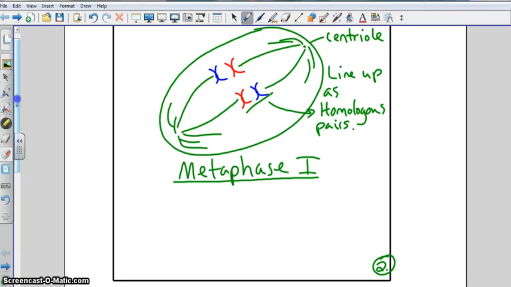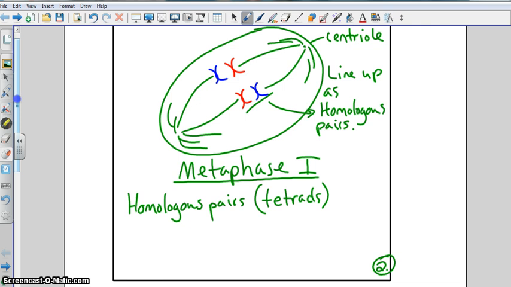If we want to define this, we can say that the homologous pairs, I'm going to put this word in parentheses. Anybody know what tetra means? What number it means? Four. Tetris is like a game where you line up the shapes. You don't have to draw this, but the reason they call it a tetrad is, if I put a homologous pair up here, how many sister chromatids do I have total? 4, right? 1, 2, 3, 4. So sometimes you'll hear this called a tetrad.